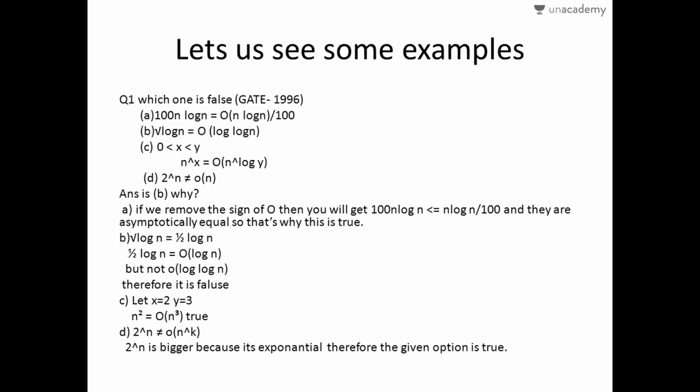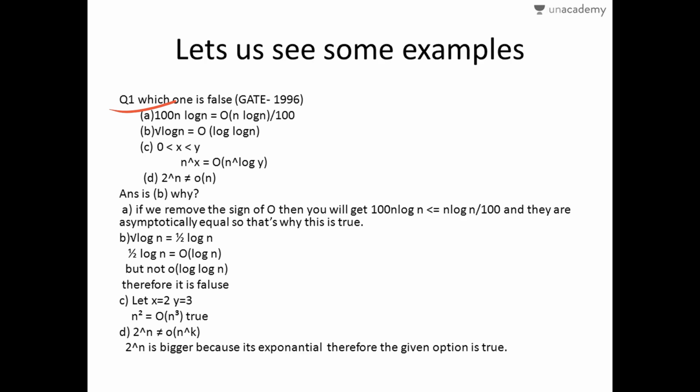is less than or equal to, this sign is present in case of big O. So 100 n log n is less than or equal to n log n divided by 100. So that's why this condition is true. Now, but in the question it is asking which one is false. So that's why this is not our answer.